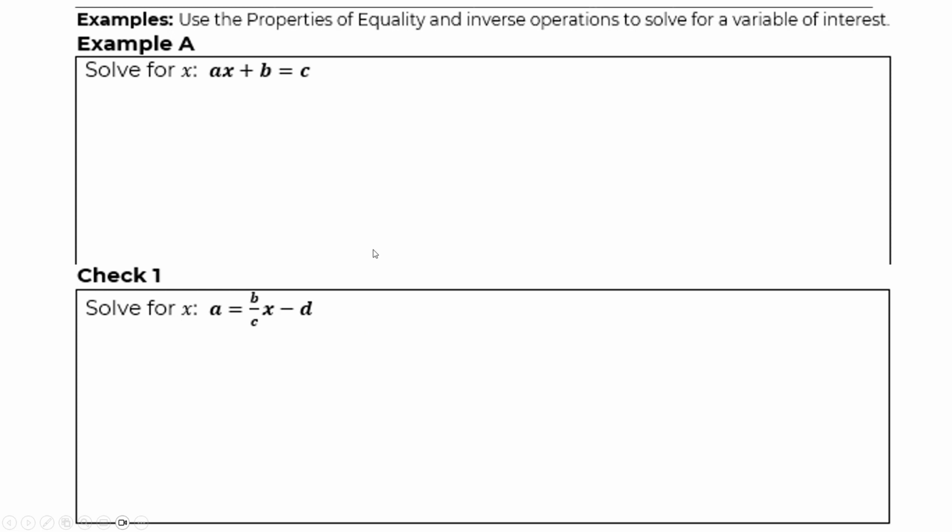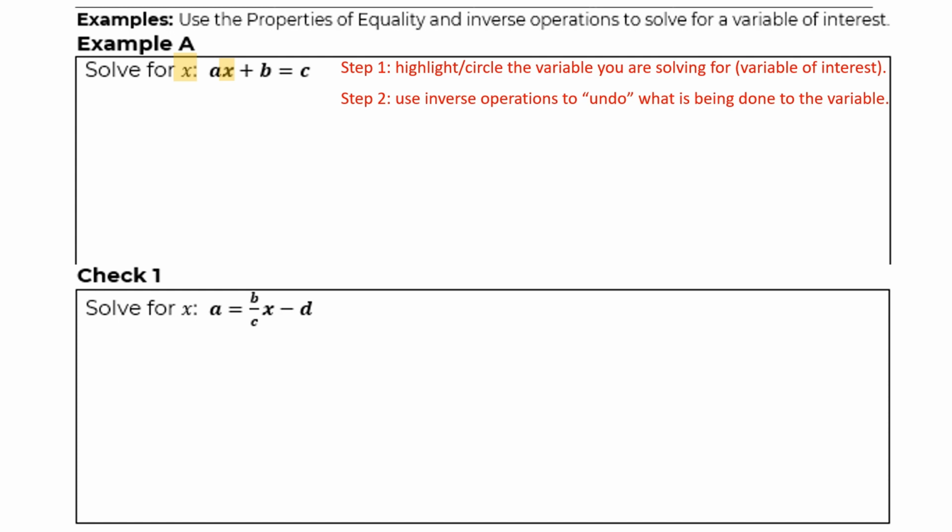Let's go over example A. We have to solve for x. The first thing we're going to do is either highlight or circle the variable you are solving for, in this case, x. Then we have to use our inverse operations to undo what is being done to the variable. So we always will add or subtract first if it's possible, and then multiply or divide last.